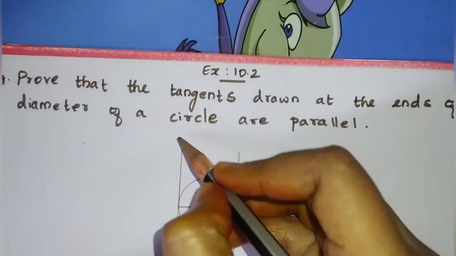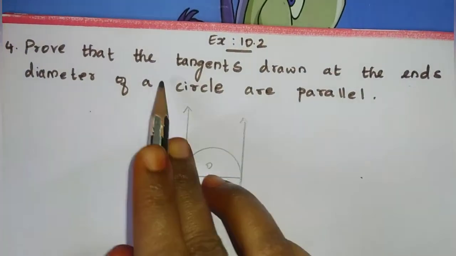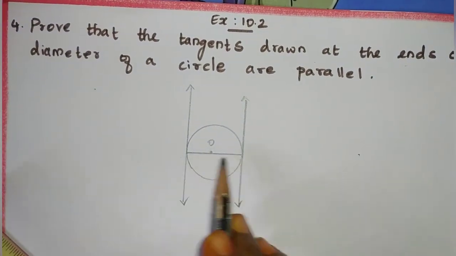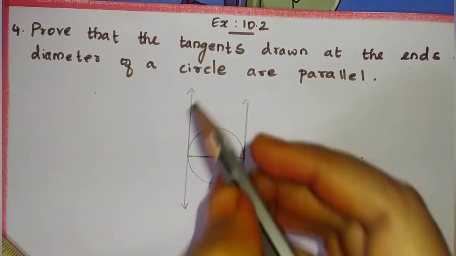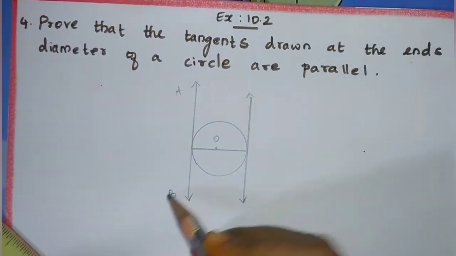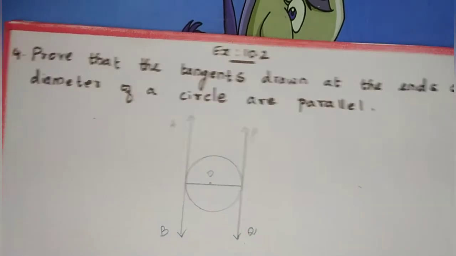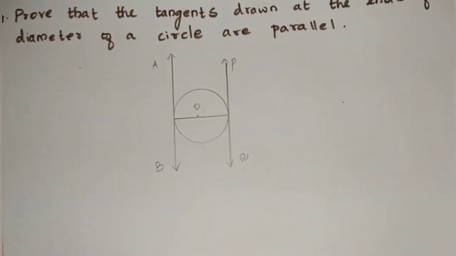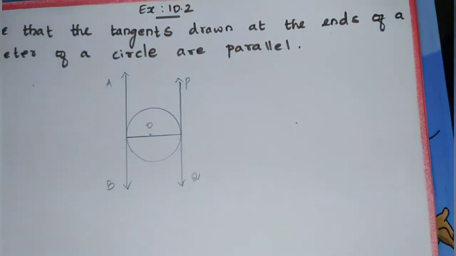Okay, so what we have to prove now? Prove that the tangents drawn at the ends of the diameter of a circle are parallel. You have to prove AB is parallel to PQ. This one you have to prove. Clear? So now, first what we have to write? Given.